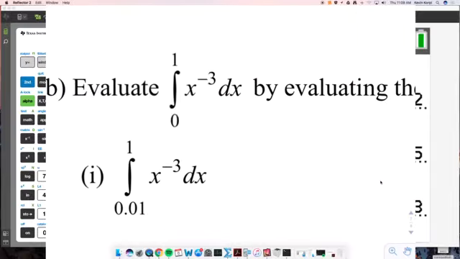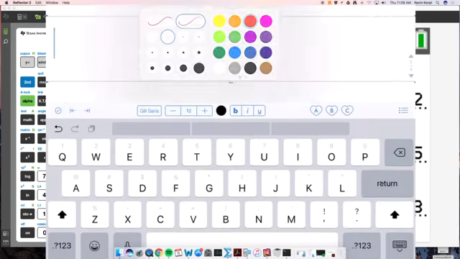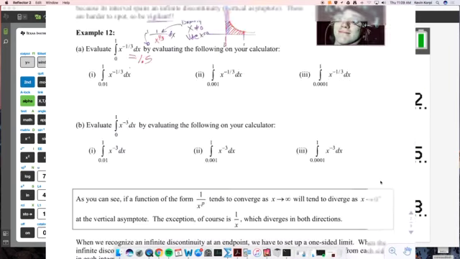All right. What about this one? The integral from 0 to 1. Come on, Notability. Don't fail me now. Old faithful, come on. All right.